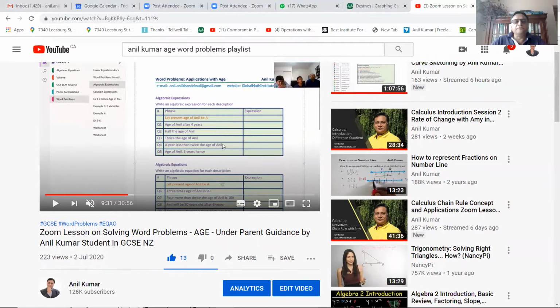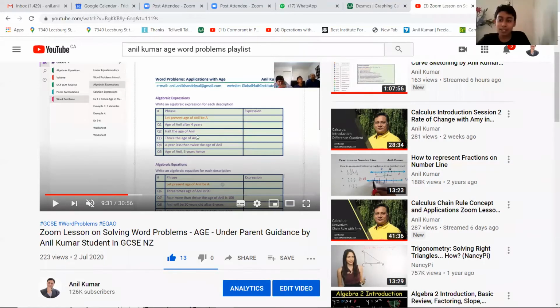Okay, so the very first question here is basically related to translating phrases to expressions, correct? And we have got all the phrases which relate to age. Question number one. So when I read the question, I'd like you to answer immediately, okay? The first one is, we have to define a variable. As I said, let present age of Anil be A. So taking that as your variable, normally the variables are lowercase, but we're taking a capital letter A here. So let Anil's age be A. Now question number one is, age of Anil after 4 years will be what expression?